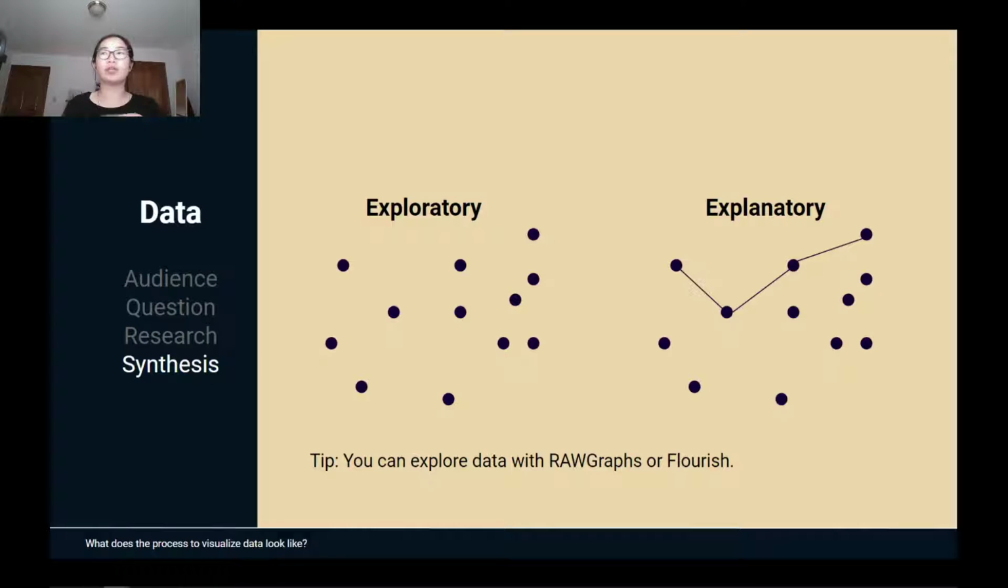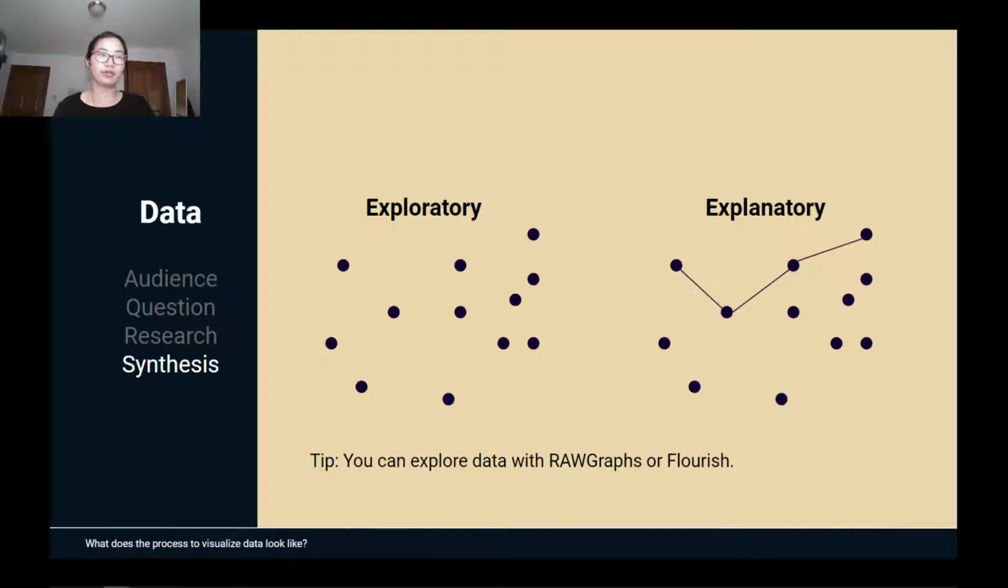I don't like using the word story. I think the better term is understanding what's the main message you want to talk about, what you want to say, what you want to convey. So in exploratory, you're trying to find what that message is. Like what's something interesting you discovered that you want to share and you think would be useful for your audience. You can explore data using programs like Raw Graphs or Flourish. Both are free to use.